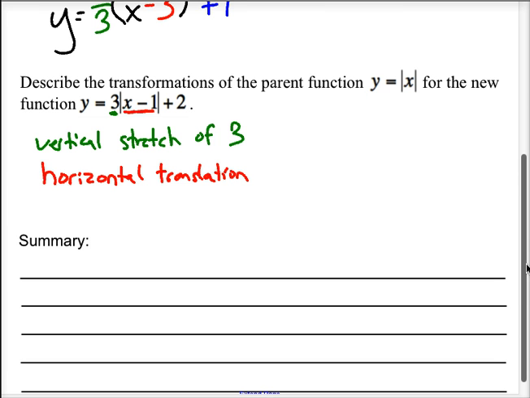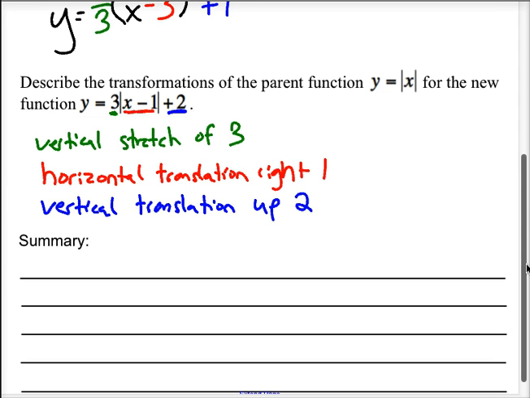And again, with horizontal translations, you're always thinking the opposite of what you'd expect. So it's going to be, oh, and I almost didn't do it right. Right 1, because that's the opposite of what you'd want to put. And then this +2 at the end is always a vertical translation. And that does work the way you'd expect it to. It just shifts it up 2.